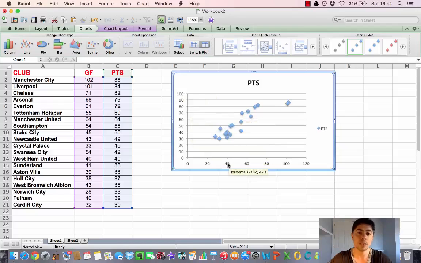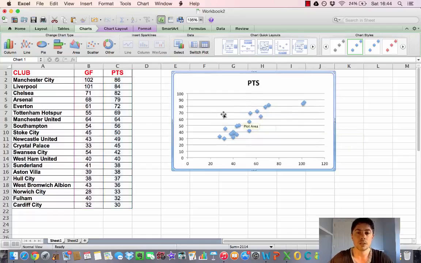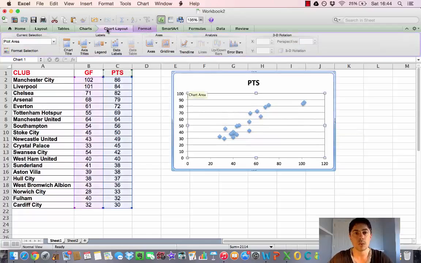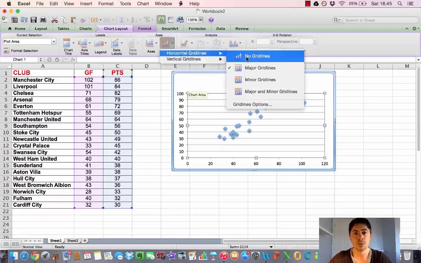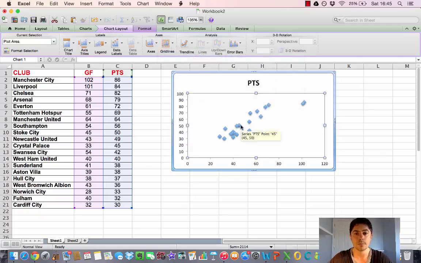So we can format this chart just to make it more aesthetically appealing. And I suppose the first thing to do is to get rid of the legend, and we may as well get rid of the grid lines too. So we just go to chart layout, click on grid lines, and we'll remove the horizontal grid line.